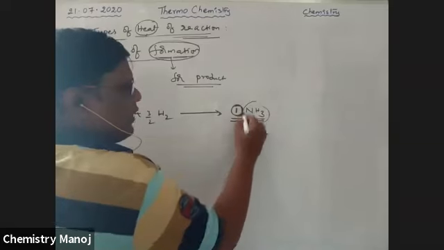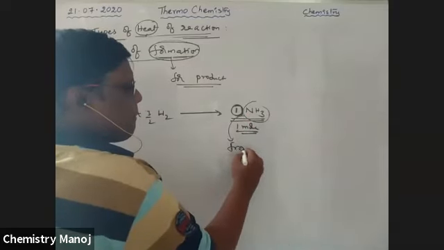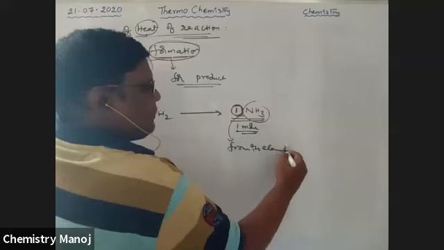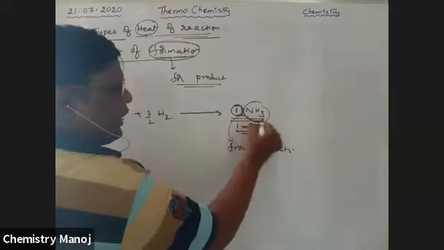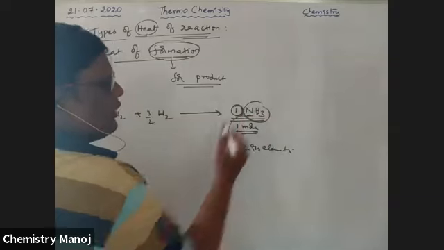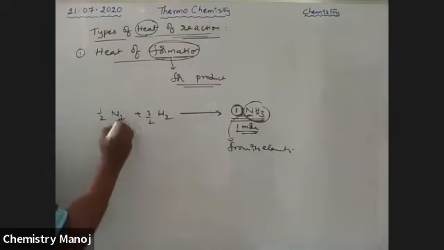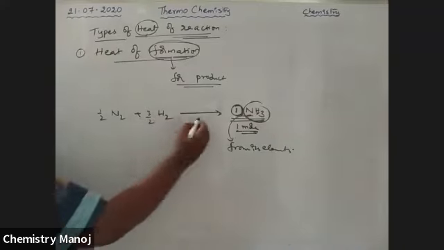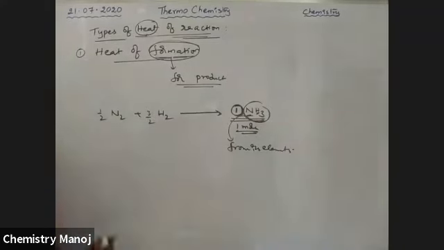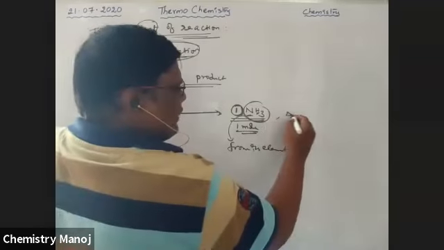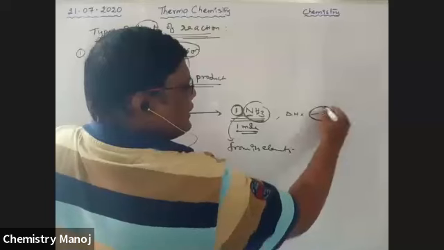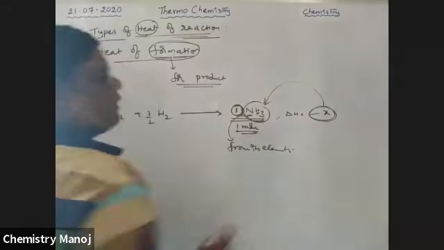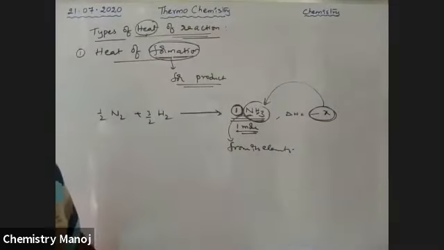This product is always from its elements. The elements in ammonia are nitrogen and hydrogen. That means ammonia is formed from nitrogen and hydrogen. No doubt it is a chemical reaction. During this reaction, some heat energy may be released or absorbed. Let it be minus X. This minus X is the heat of formation of ammonia.